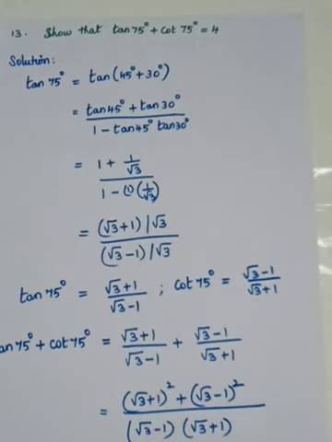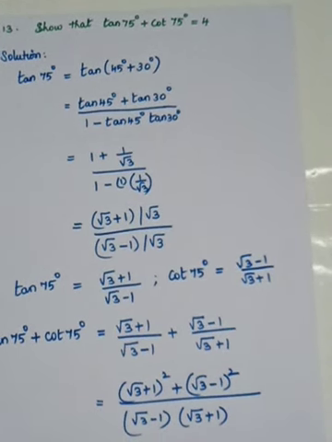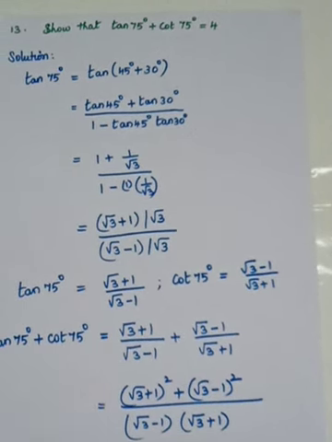Come to the 13th problem. Show that tan 75 degree plus cot 75 degree is equal to 4. So tan 75 degree, the 75 degree can be written as 45 degree plus 30 degree. Now it is in the form of tan of alpha plus beta. What is tan alpha plus beta? The formula is tan alpha plus tan beta divided by 1 minus tan alpha tan beta.